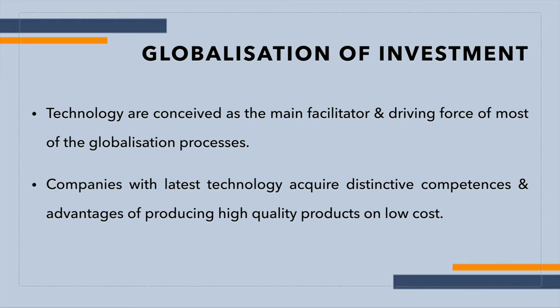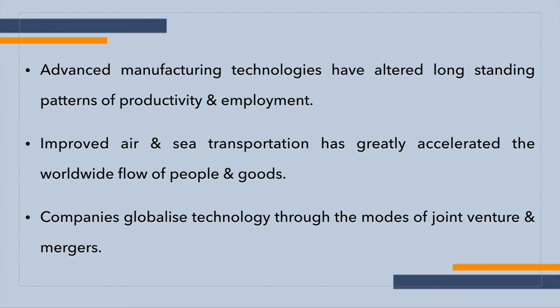Why are some companies having numerous costs and some companies having less cost, but the quality and efficiency are guaranteed? Because they have the advantage of the latest technology. So those companies who can adapt themselves to the latest technology can survive in a more efficient manner in the market. These advanced manufacturing technologies have altered the long-standing patterns of productivity and employment. We ourselves can observe that back then, products or services used to take such a long time to produce, today with the help of machines and technology, they can be produced within a very short time period.